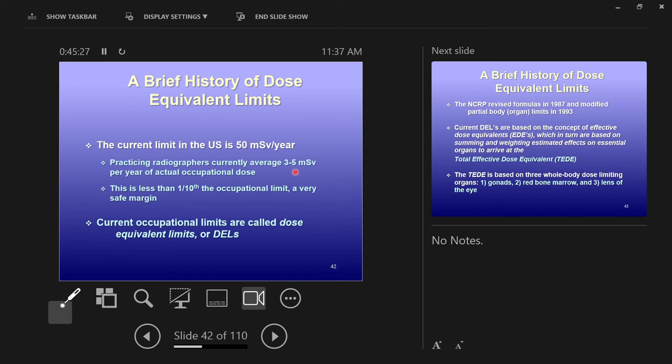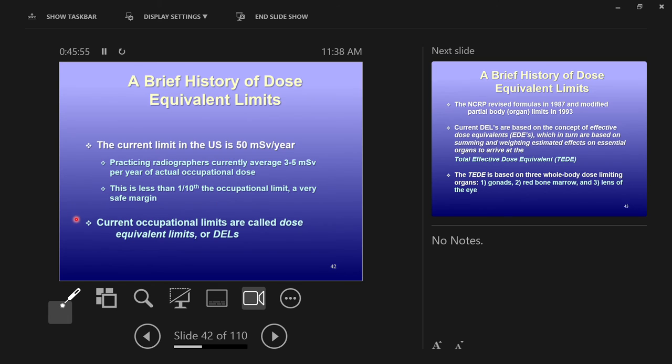Time, distance, and shielding. We are doing everything we can to limit our exposure to radiation, and so the average X-ray technician who doesn't spend time in the room with the X-ray tube on will be less than this, okay? But there you are. 3 to 5 millisieverts is on average what a radiographer receives in a year. Some get more, some get less. X-ray technicians usually get significantly less.